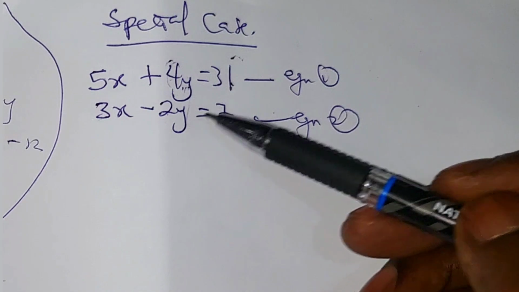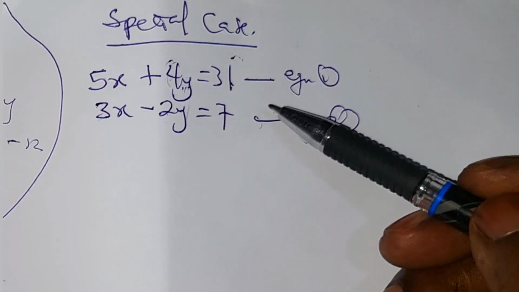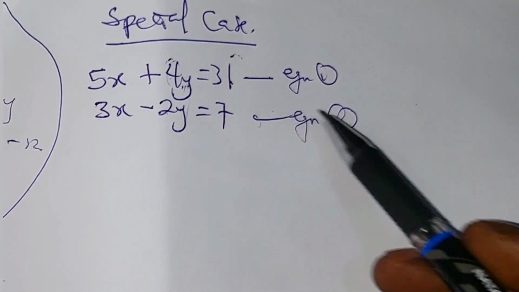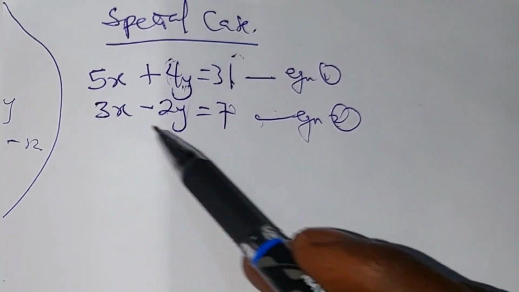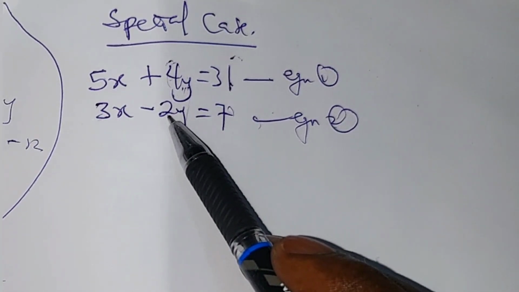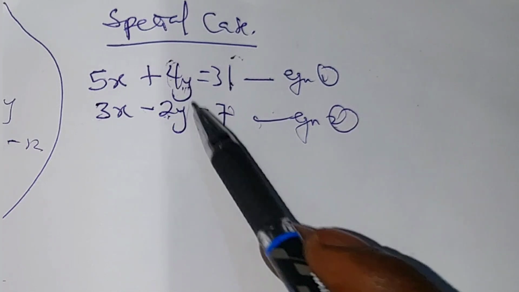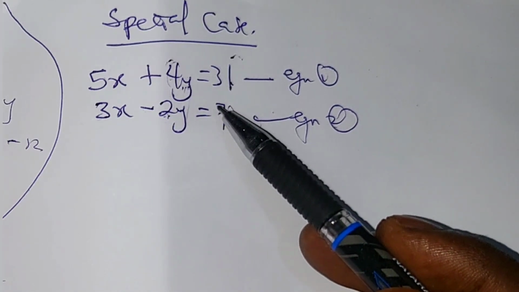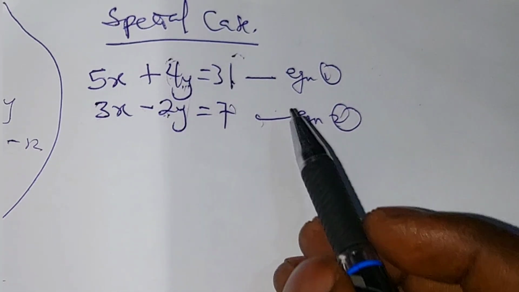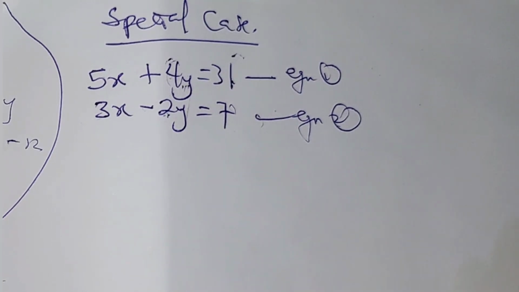But what I can also do is to multiply. Like I said, you can only multiply or divide. So I can also multiply equation 2 by 2. In that case, if I multiply this by 2, I'm going to get a negative 4y, so that the variables are also going to be the same. You understand? So you can do any of them. If you think you can work with decimals easily, that's fine.